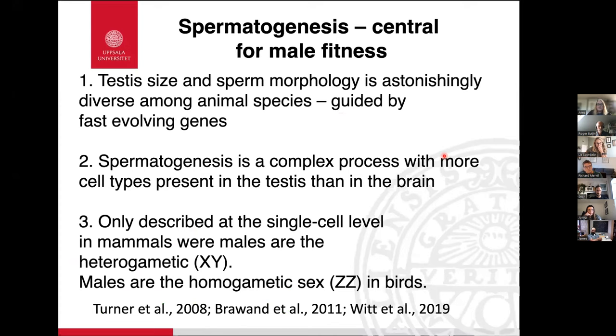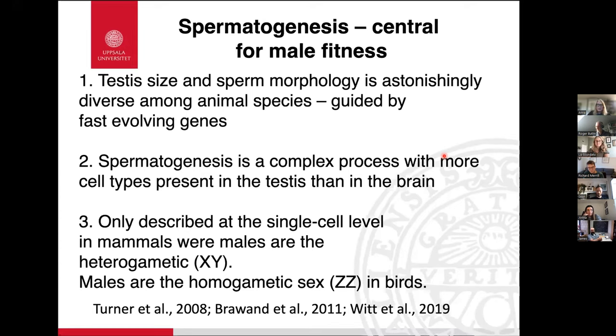And if we look at testis size and sperm morphology across species, even quite closely related species, it's actually astonishingly diverged, and it's guided by fast evolving genes. This process is also very complex, and the testes actually contain more specific cell types as compared to the brain. And it has only been described at the single cell level in mammals, where males are heterogametic. So we had a bit of a problem when we started doing this, because we had to start from scratch.